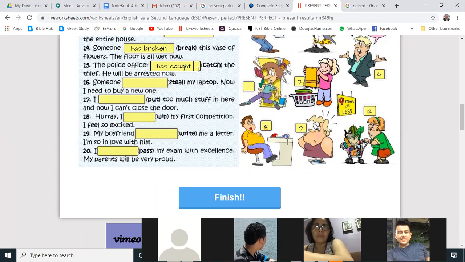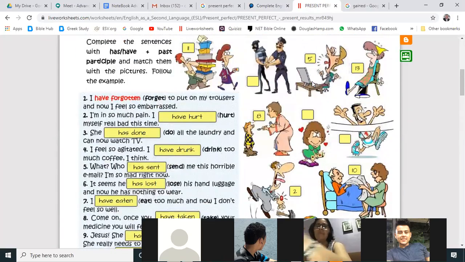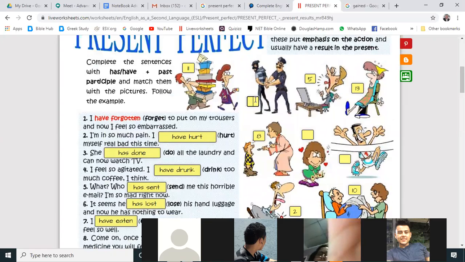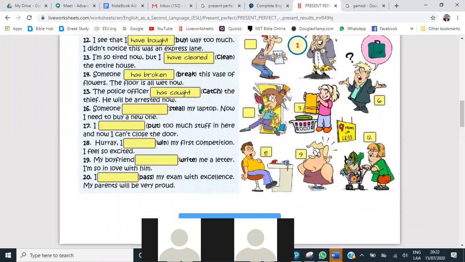Mm-hmm. Okay. Very good. Where is that? Number 12, 15. Right here. Okay, very good. Number 16, let's see who else. After Raul, we have Michelle. 16. Someone, third person. Stolen my laptop now.